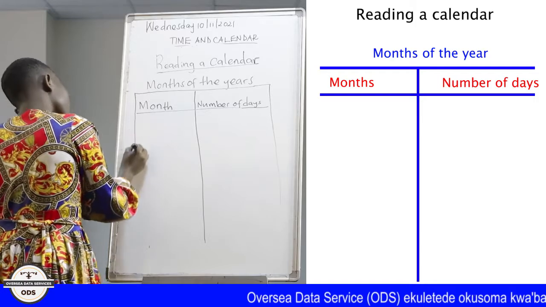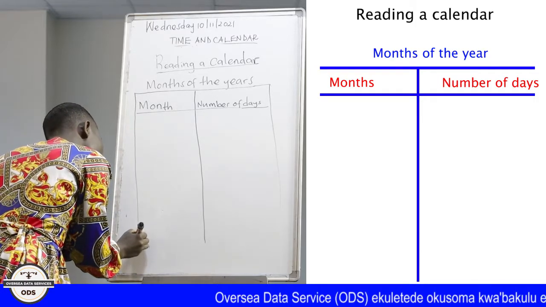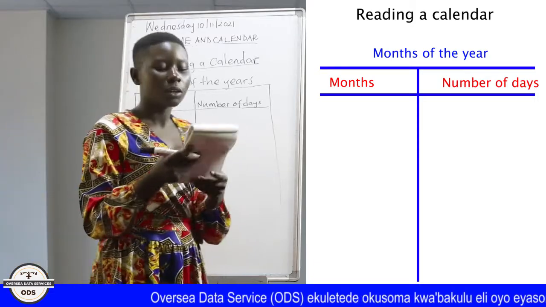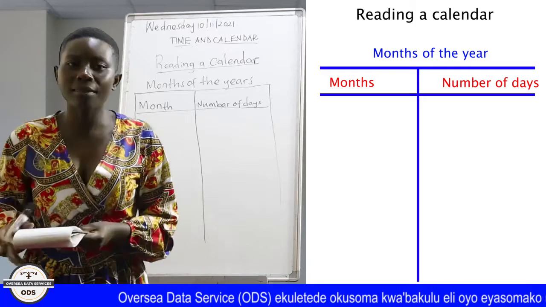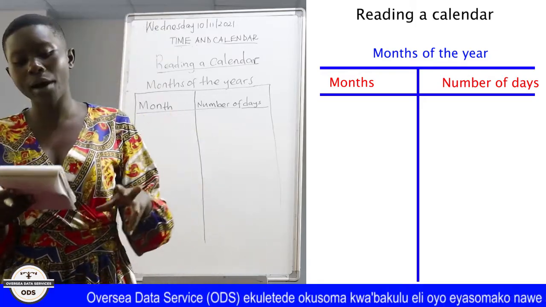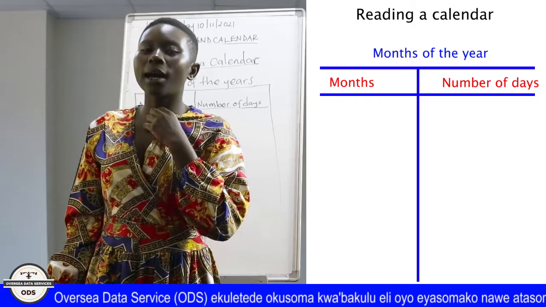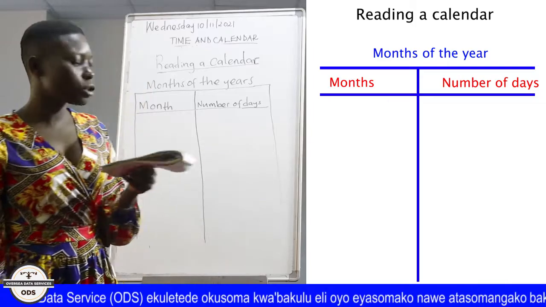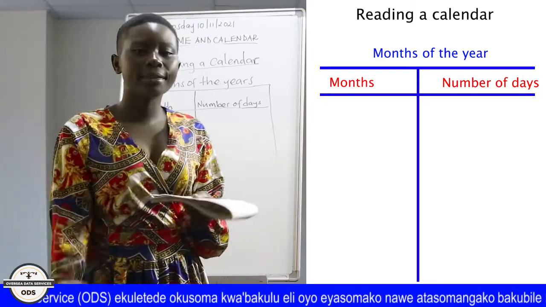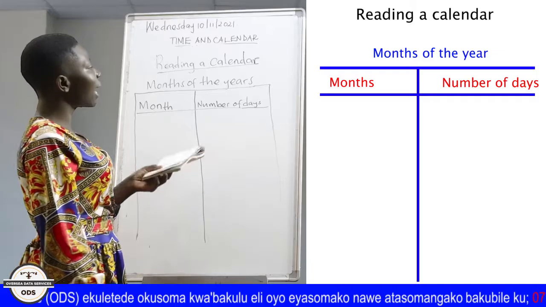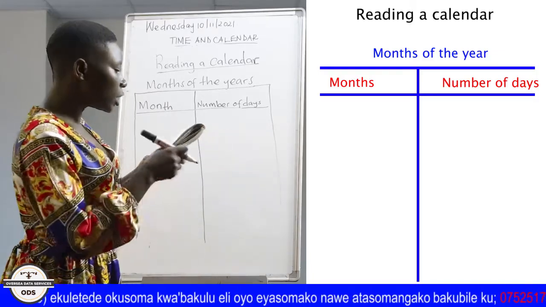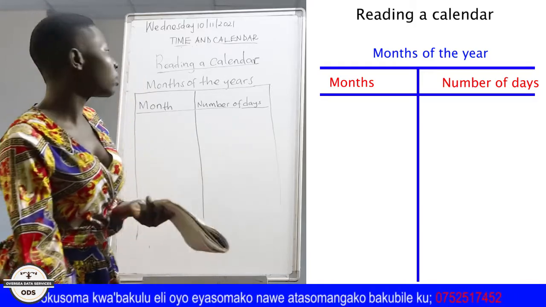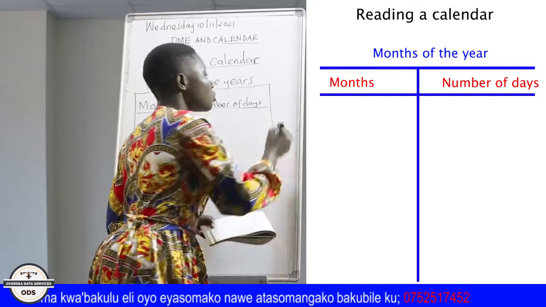We are going to realize that in 1 year we have 12 months. We have January, February, March, April, May, June, July, September, October, November, and December. Those are the months which make 1 year, and each month has its own number of days, as we are going to see here.